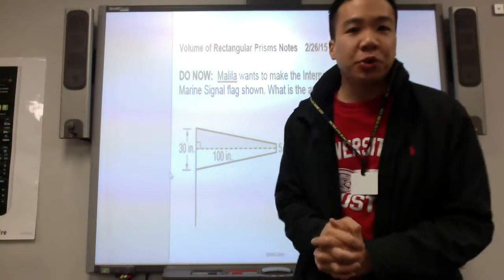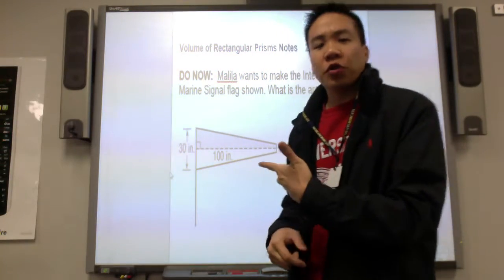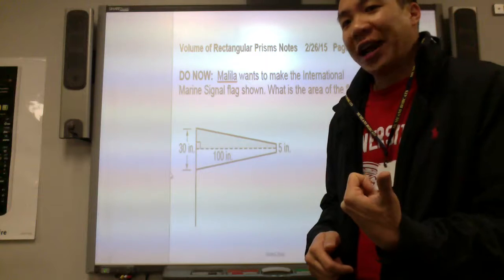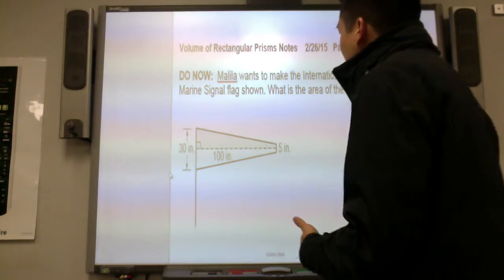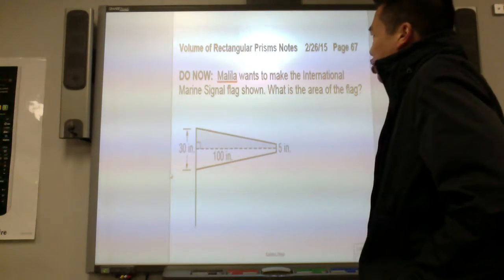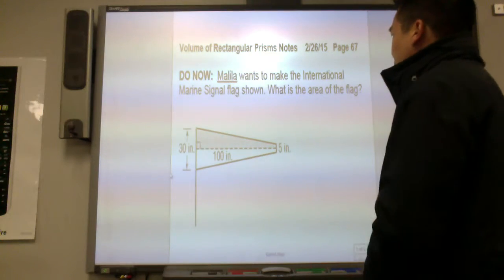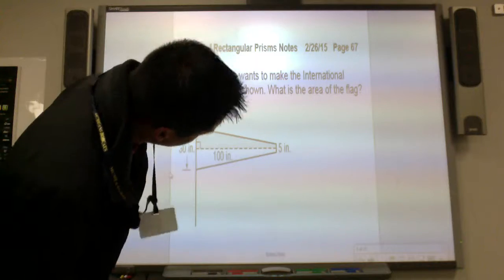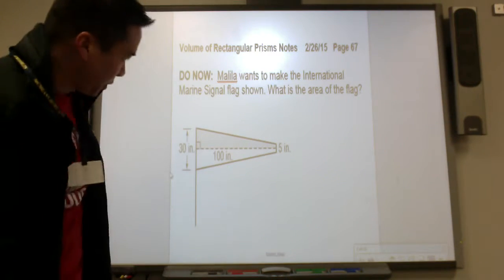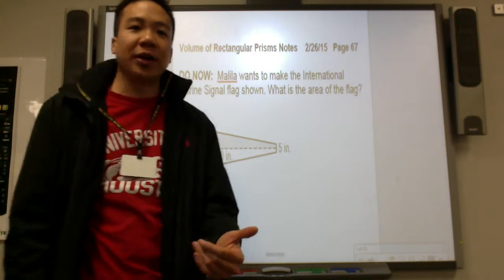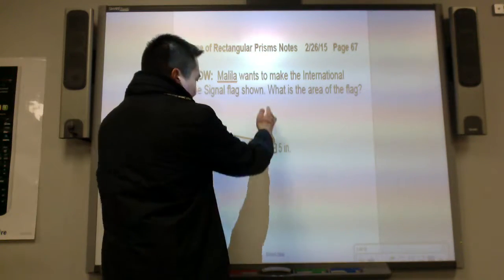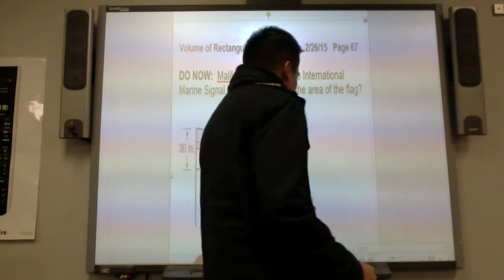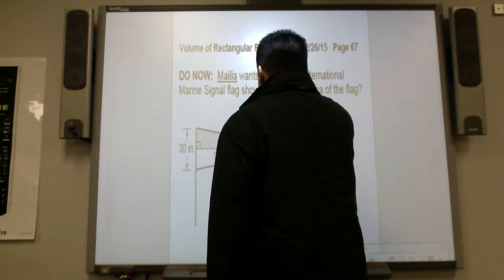Volume of rectangular prisms. But before we do that, let's go over our last lesson on area of trapezoids. So Malia wants to make the International Marine Signal flag shown. What is the area of the flag? If you turn your head around, you will see an isosceles trapezoid. Again, what's a trapezoid? It has one set of parallel lines. So the formula for it is this.